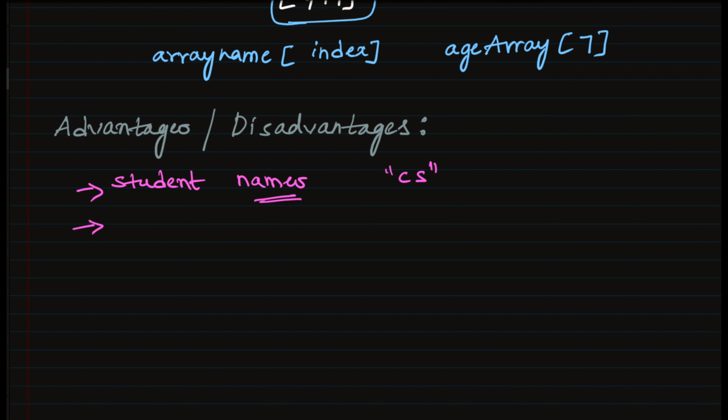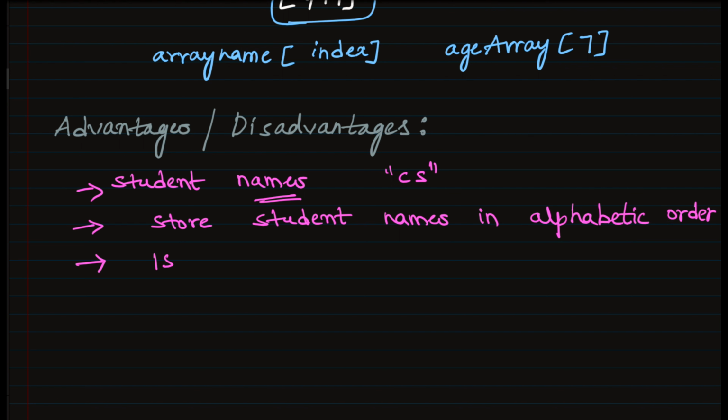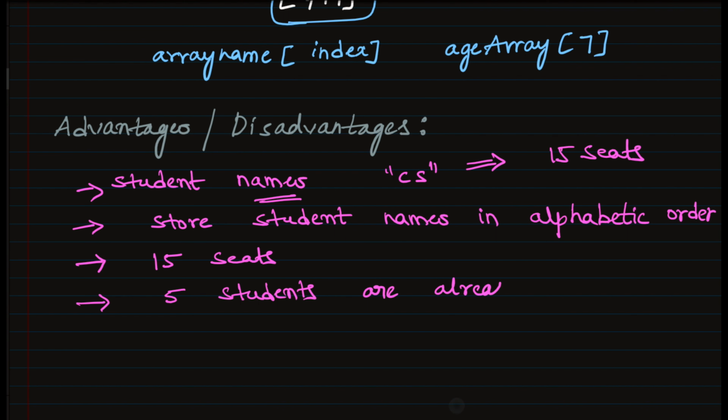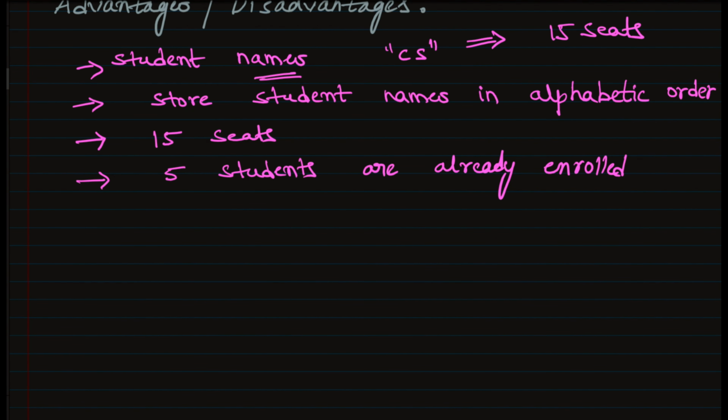How do we want to store? Store student names in alphabetic order. For now, assume that we are giving only 15 seats. So for this course, a maximum of 15 seats are there. And at the beginning, assume that we already have 5 students who are enrolled. For example, this is the use case. 5 students are already enrolled.